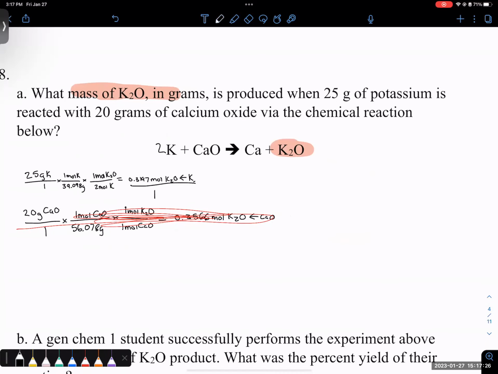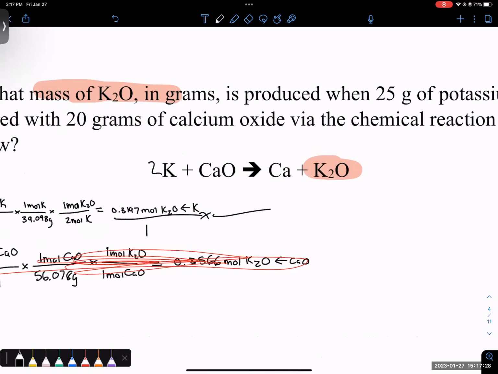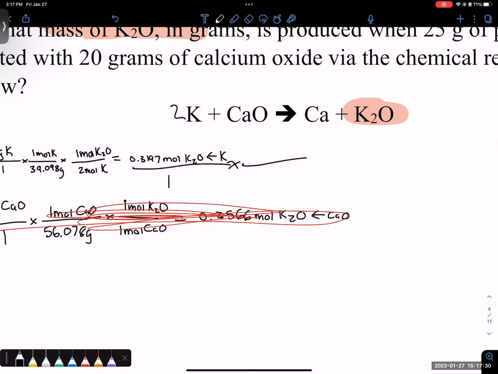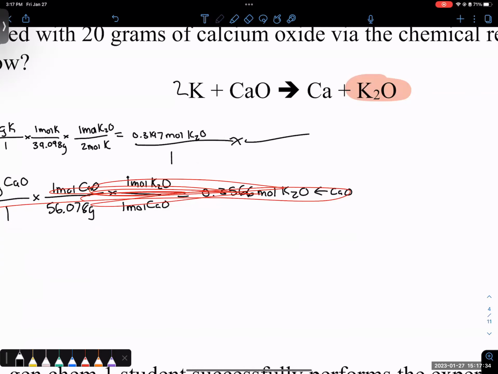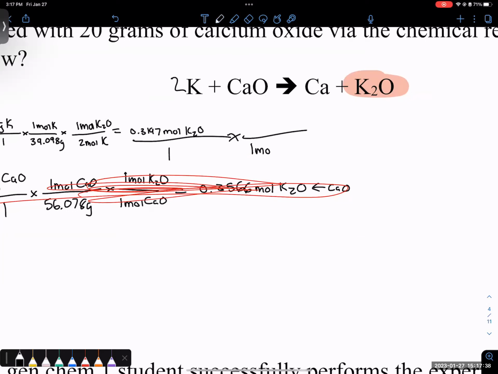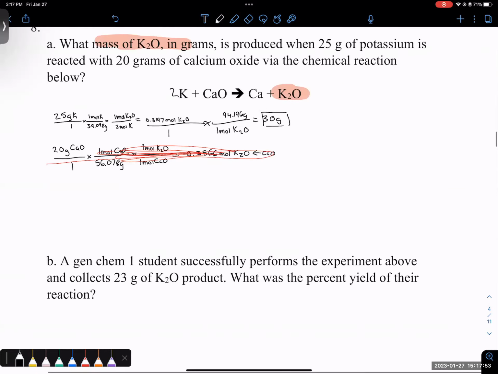So now we need to get 2 grams of potassium oxide, and we do that using what? Molar mass. Molar mass of it, right? So K2O is 94.196 grams. It should be about 30 grams after taking into consideration significant figures. Okay.